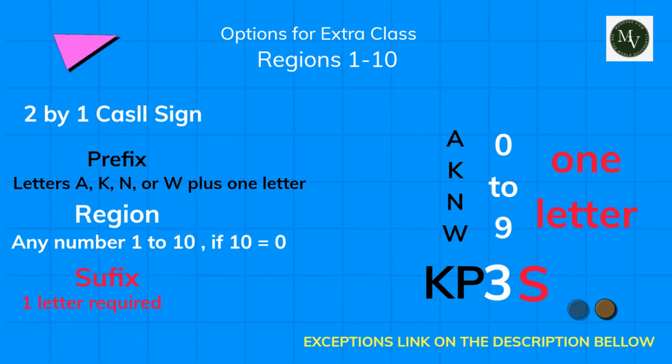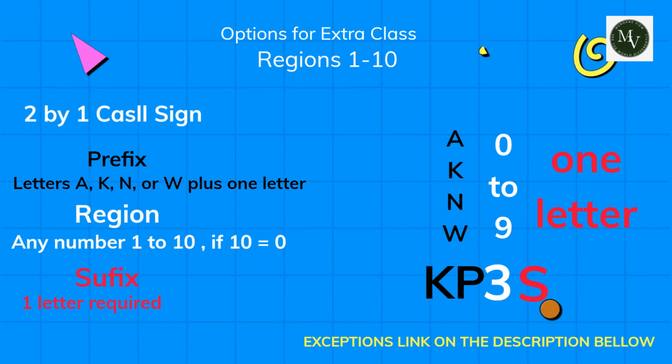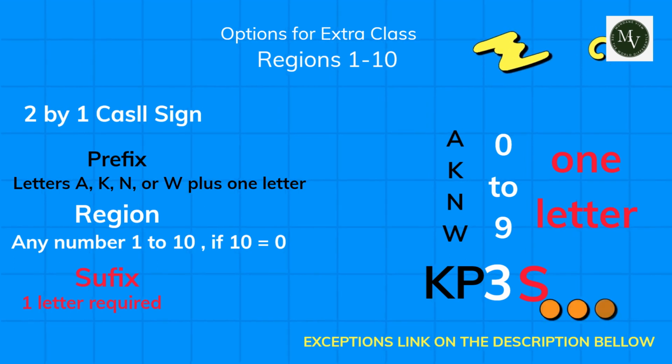Options for extra class regions 1 to 10. 2 by 1 call sign. Prefix. Letters A, K, N, or W plus 1 letter. Region. Any number 1 to 10, if 10 equals 0. Suffix. 1 letter required.